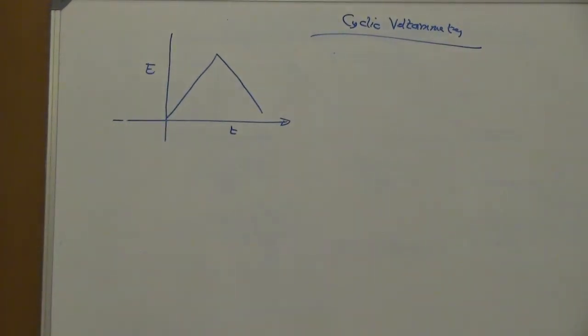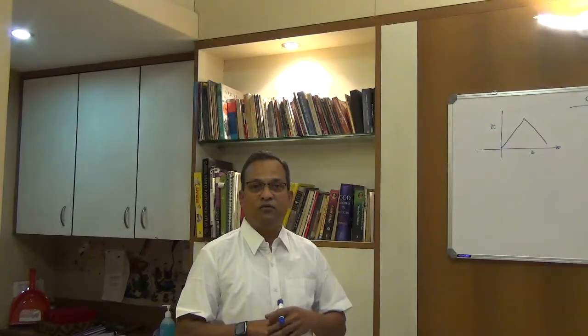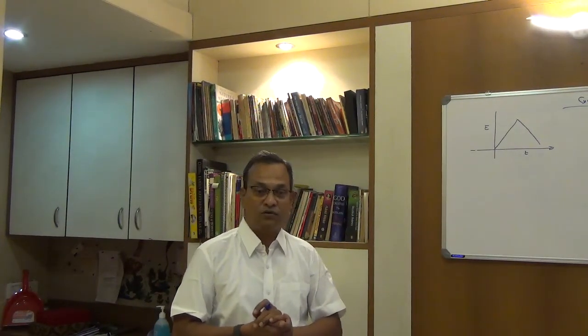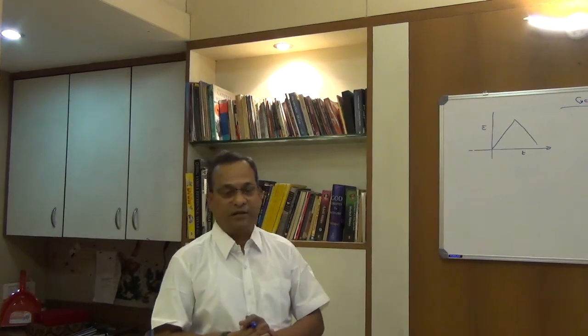We have already done the cyclic voltammetry experiment in our MSc second year lab. My plan is first to explain qualitatively how the current changes with time when you apply such a triangular function to the electrode, and then we are going to solve the mathematics.